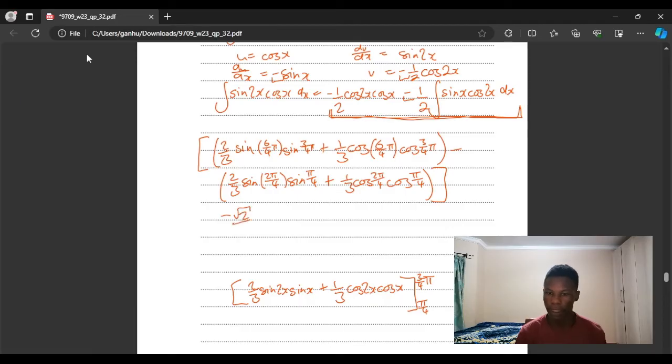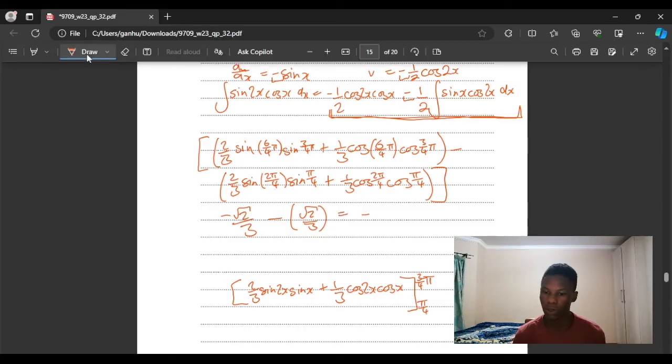So the first bracket is negative root 2 over 3, and then we're subtracting the second bracket. So that's 2/3 sine of 2 pi over 4 times sine pi over 4 plus 1/3 cos 2 pi over 4 times cos pi over 4. That gives us root 2 over 3. So this simplifies to give negative 2 root 2 over 3. And this is our area.